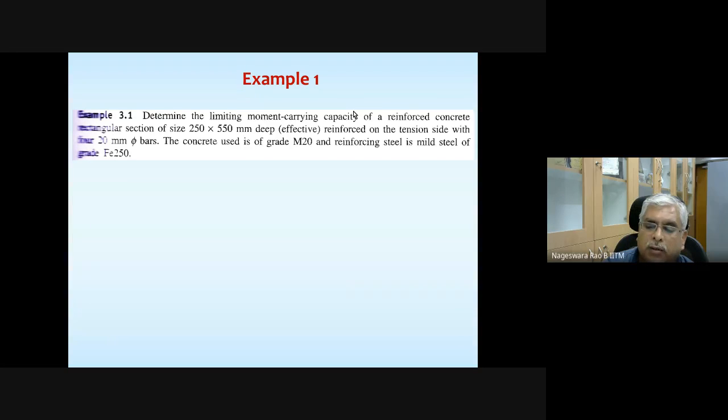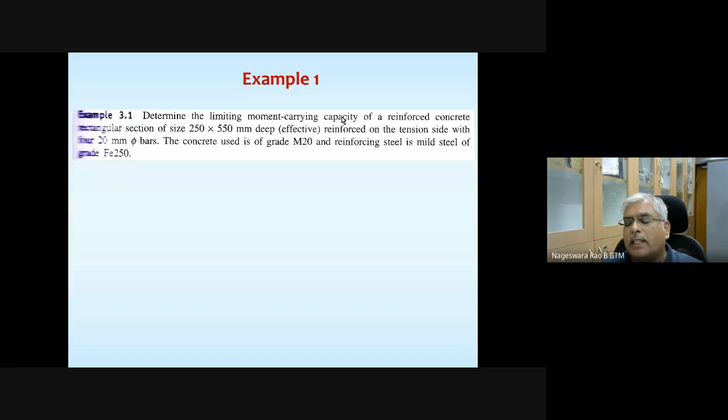Compare that neutral axis depth with the limiting neutral axis depth. If it is less than that, then you can assume the section to be under-reinforced. Accordingly, the limiting moment carrying capacity has to be calculated with respect to the tension steel. Suppose xu is equal to xu max, then it is a balanced section. Still you can use the same equation and get the moment carrying capacity with respect to steel or with respect to concrete.